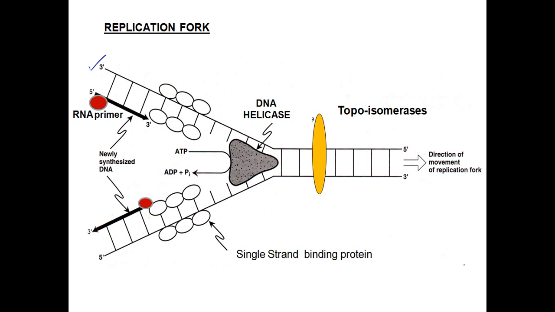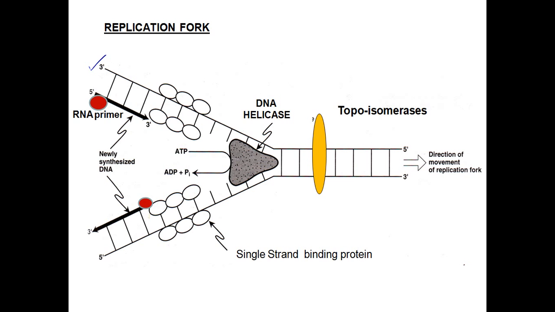Now see this diagram. I think all of you are able to see this diagram. See the diagram carefully. This is a replication fork, and see this triangle shaped enzyme. This is DNA helicase. This DNA helicase causes the unwinding of double strand DNA.